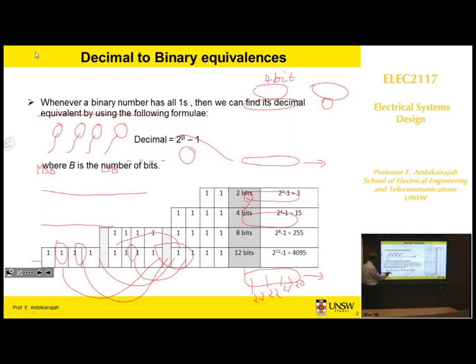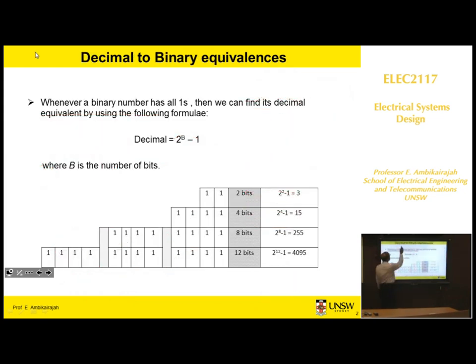Let's look at the next slide. Decimal to binary equivalence. Whenever you have a binary number which has all ones, then we can find the decimal equivalent in a simpler way. The decimal equivalent is equal to 2 to the power of the number of bits, minus 1. If you look at this table, this is a 2-bit number, all are ones. Therefore the decimal equivalent will be 2 to the 2 minus 1, which is equal to 3. And this is a 4-bit number, and all are ones. So the decimal equivalent is 2 to the power of 4 minus 1, which is 15.